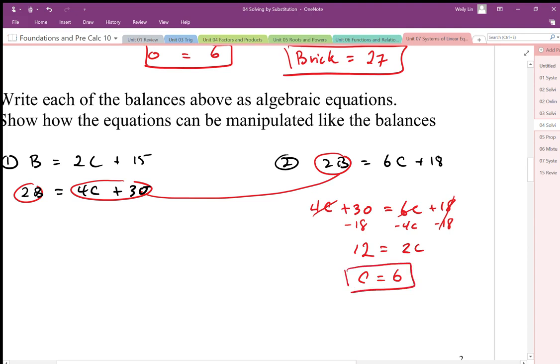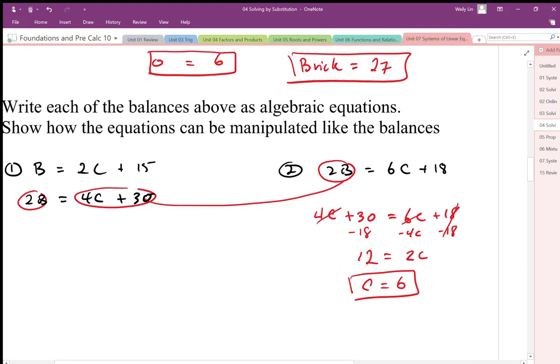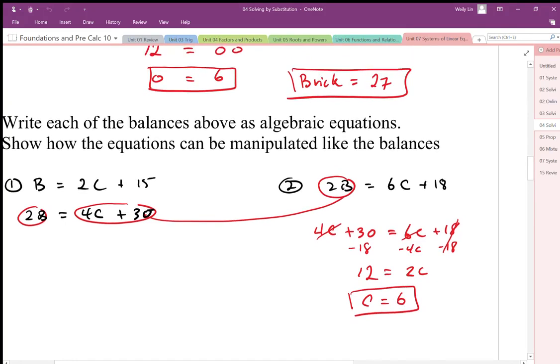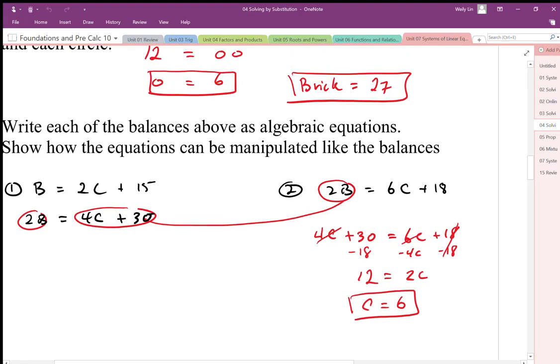And what did we do originally here? We put the circles back into the original equation. So in equation 1, I did 2 times the circles, which I solved for, which was 6, and then I was able to solve for what one brick was. One brick was 27. Okay, so there's my solution, and that's what it looks like algebraically.